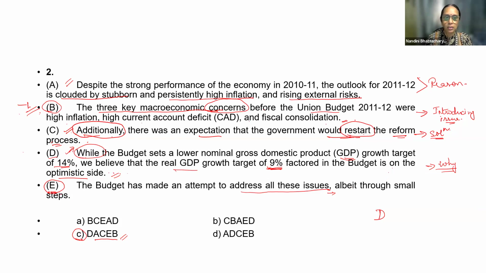Okay, now let's look at DE. The budget has made an attempt to address all these issues, albeit through small steps. So addressing issues through small steps means the issues have to come before. So we need to talk about the issues before this. So where were the issues? Where did we find the issues?